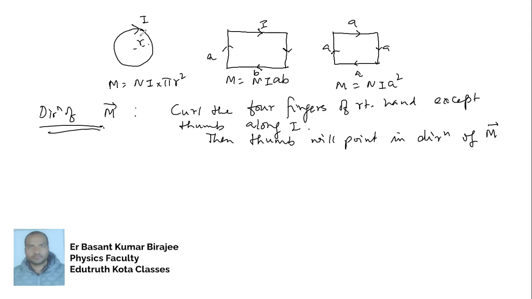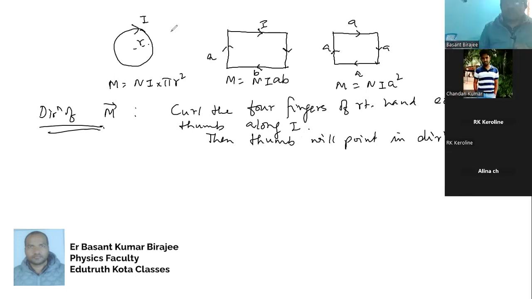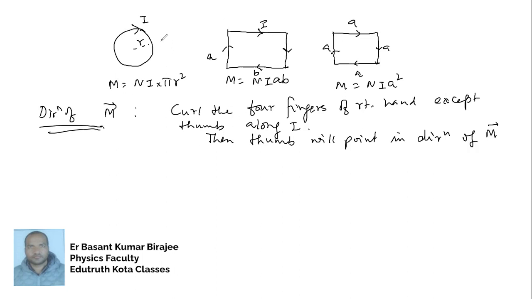So here you can say what is the direction of the magnetic moment here, inward or outward. You curl the four fingers of the right hand in the direction of the current, then the thumb will give the direction of the magnetic moment, and you see it is perpendicular to the screen and inward. So here also you have a magnetic moment inward.